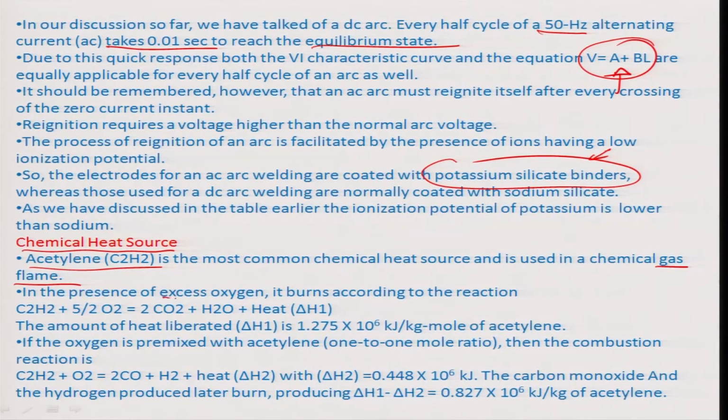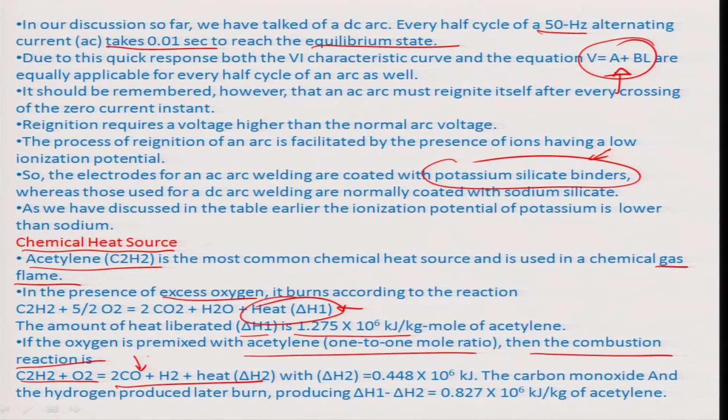Acetylene and oxygen burn in different conditions. In the presence of excess oxygen, for example, it burns according to this reaction, C2H2 plus 5 by 2 O2 gives twice CO2 plus H2O plus heat delta H1. This is a highly exothermic process. The amount of heat liberated delta H1 is about 1.275 times 10 to the power of 6 kilojoule per kg mole of acetylene. If the oxygen is premixed with acetylene in a 1:1 mole ratio, then the combustion reaction becomes C2H2 plus O2 gives twice CO plus H2. So, you can see that it is starved of oxygen, whereas here it was an abundance of oxygen supply.